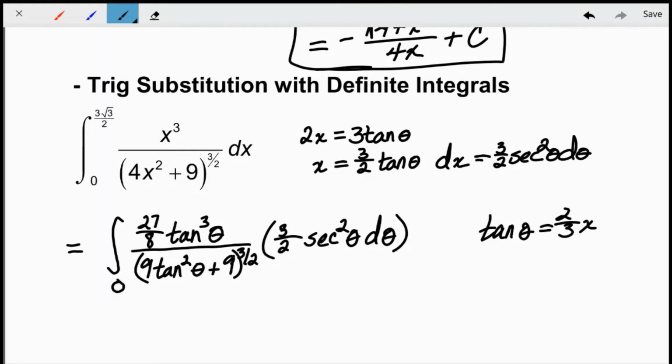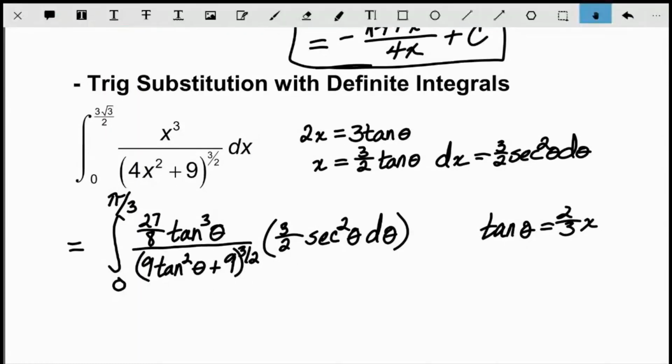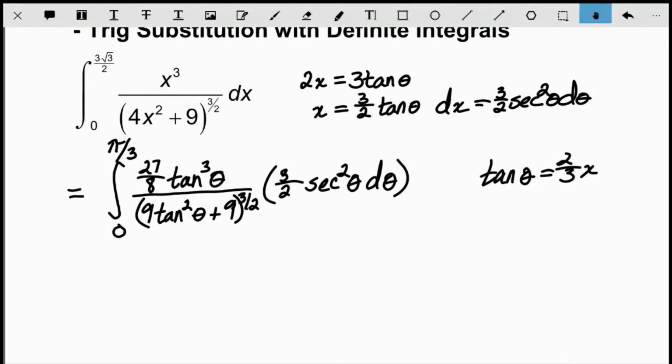If I plug 3√3 over 2 into that, I'm going to end up with square root of 3. So where is tangent theta equal to square root of 3? It's at a theta value of pi over 3. So all I'm doing is using that expression to modify my limits of integration. So the nice thing is now I've got an integral that's numerically equivalent to the one I started with, so I no longer have to worry about the x's anymore. Okay, so let's do some simplifying here.